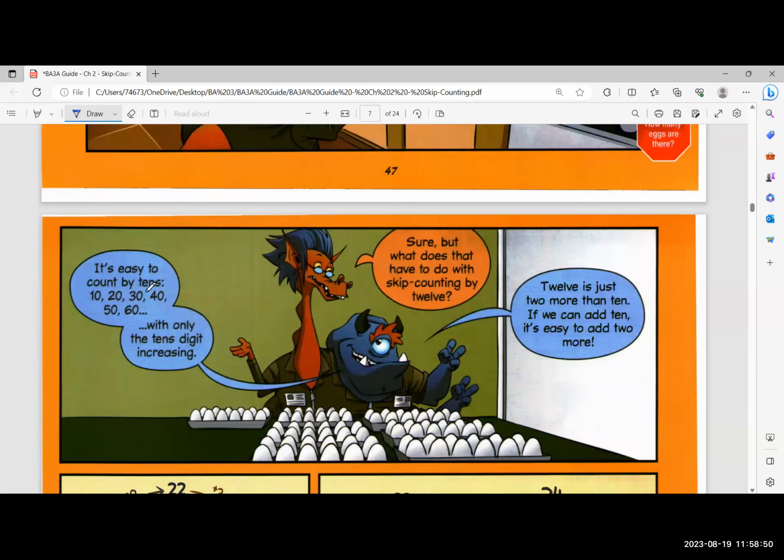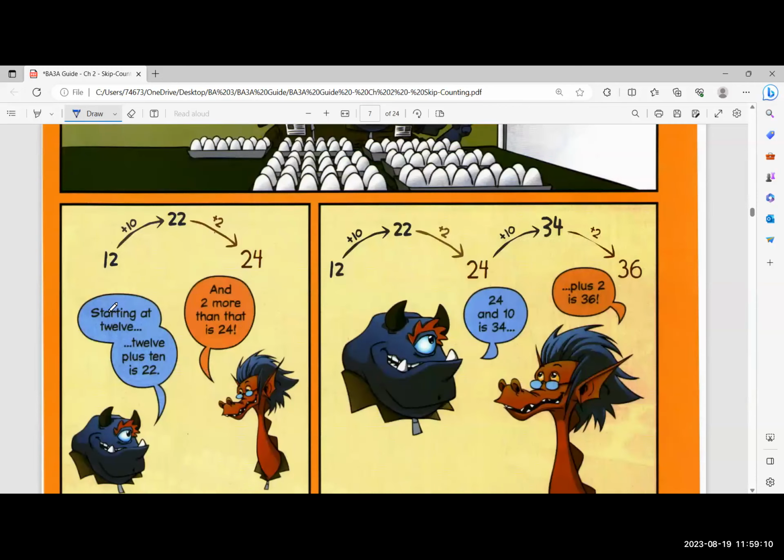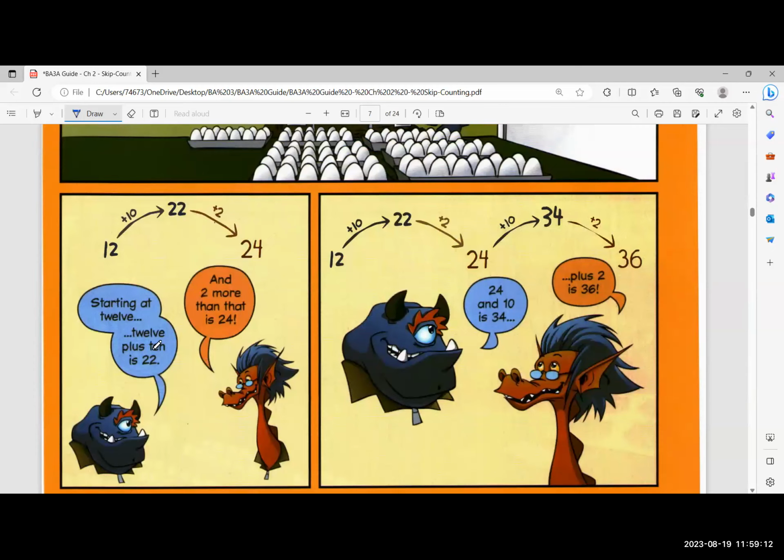It's easy to count by tens, with only the tens digit increasing. But what does that have to do with skip counting by 12? Well, it's just two more than 10. If we can add 10, it's easy to add two more. So that's basically what they did. So starting at 12, 12 plus 10 is 22, and two more than that is 24.